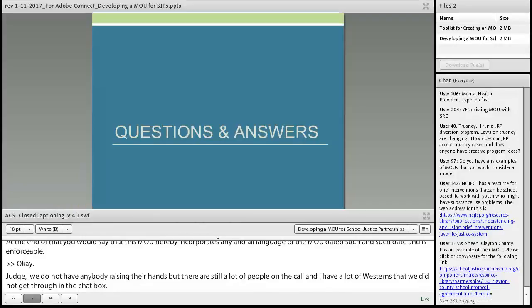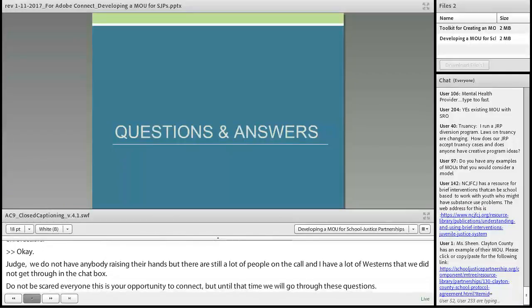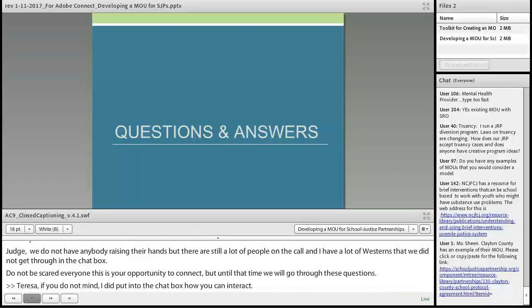But this is from Robert. Teresa, if you don't mind, I did put in the chat box how you can interact. If you look at the above, there's a hand raise option. I don't know if folks can see this, but there's a hand raise option. If you click on that, I'm able to unmute folks for you to talk with Judge Teske and Teresa if you have any questions. Thank you.